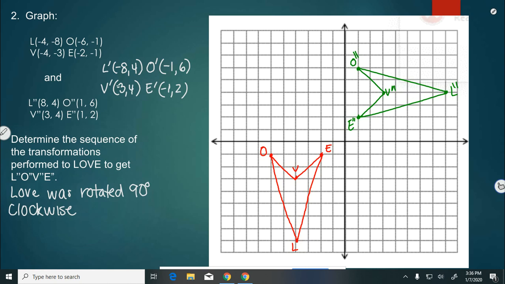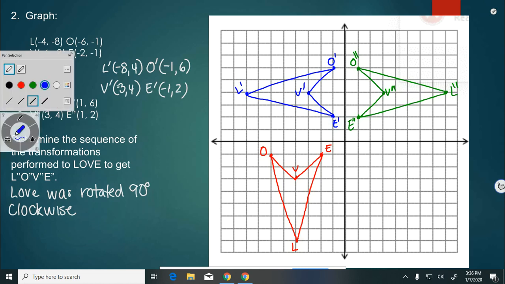So we can now graph that in between shape. -8, 4 is left 8 and up 4 for our L, and that'll be a single prime. -1, 6 is left 1 and up 6, O prime. V is -3, 4, so that's left 3 and up 4, V prime. And E is -1, 2, that's left 1 and up 2 for E prime. And again, we get that same boomerang pointy heart shape and closer to figuring out what two transformations happened.